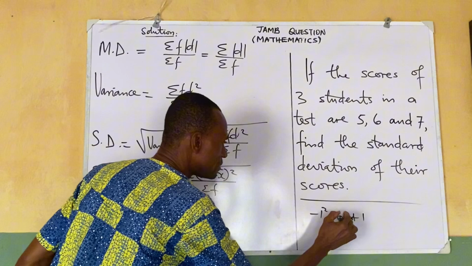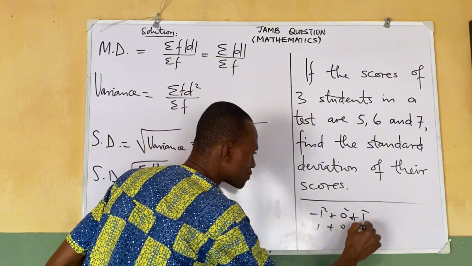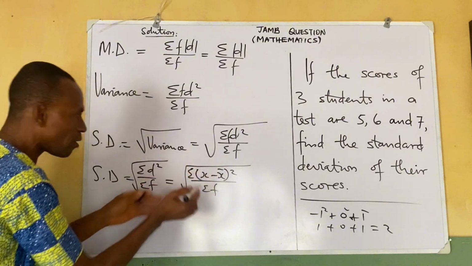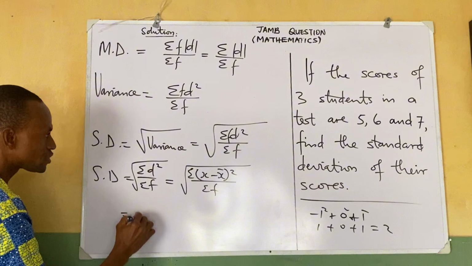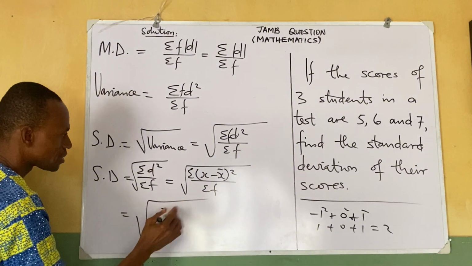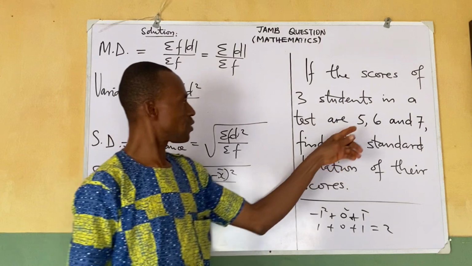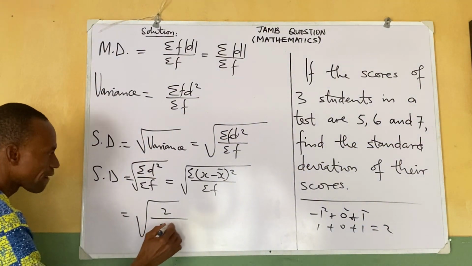If you square them, minus 1 squared is 1, plus 0, plus 1, which is 2. So the numerator is 2, all over the sum of f, the frequency, 1, 2, 3, the number of times, which is 3.